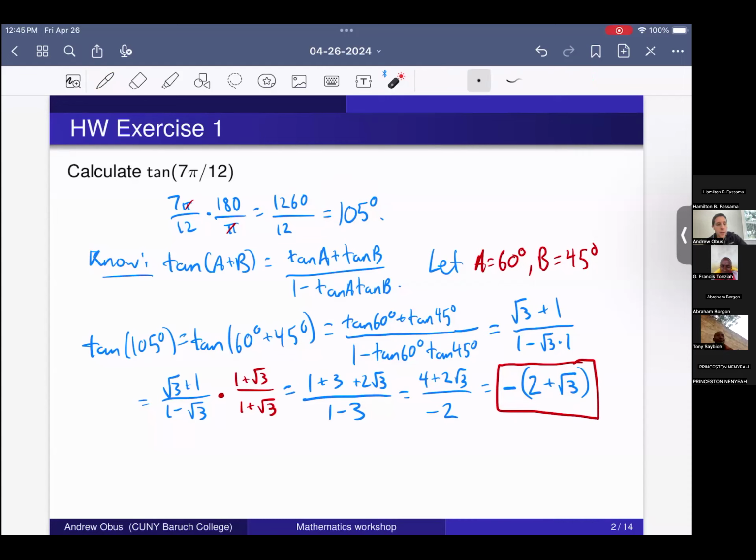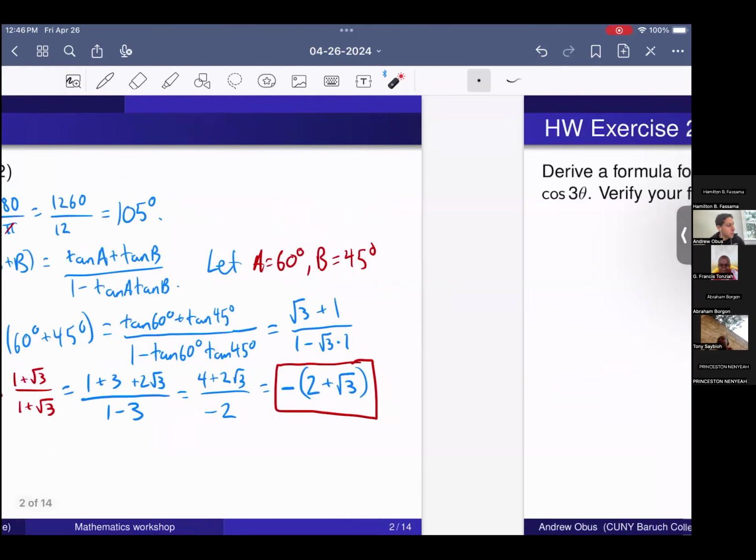Okay. So this is a relatively straightforward application of the addition formulas. And then you have to do a little bit of rewriting in order to get it in the most simplified form. Okay, any questions about this example? Let's go to the next example.